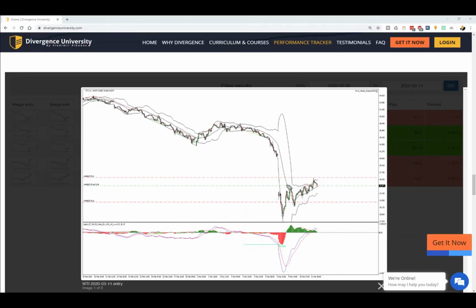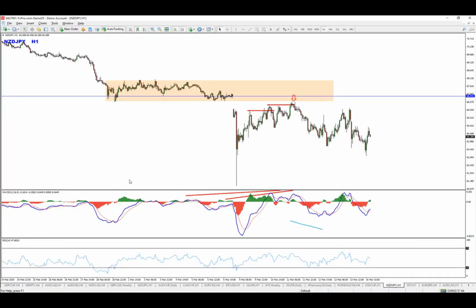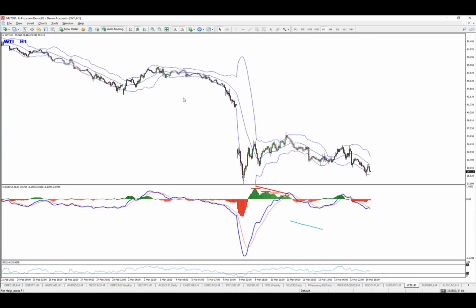Here we got, again, pretty much the same idea. We got one false break and we got continuing divergence. I would like to go back to the live chart here for a second so we can see what actually happened.